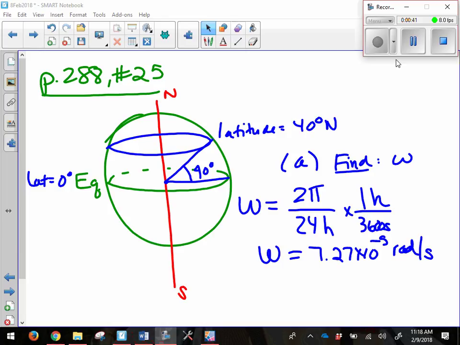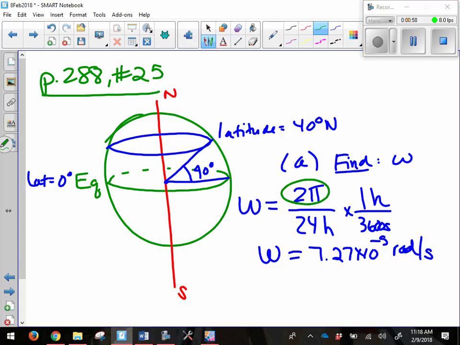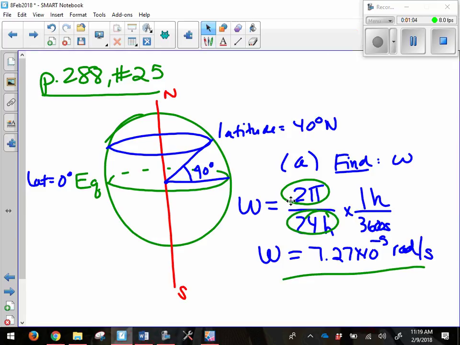We also reminded ourselves that if we think about the Earth as being a rigidly rotating body, which it's not, but we're going to pretend it is right now, the entire thing has the same omega. So we knew that it went all the way around, which would be 2 pi radians, in 24 hours, and then we were able to figure out what omega is.